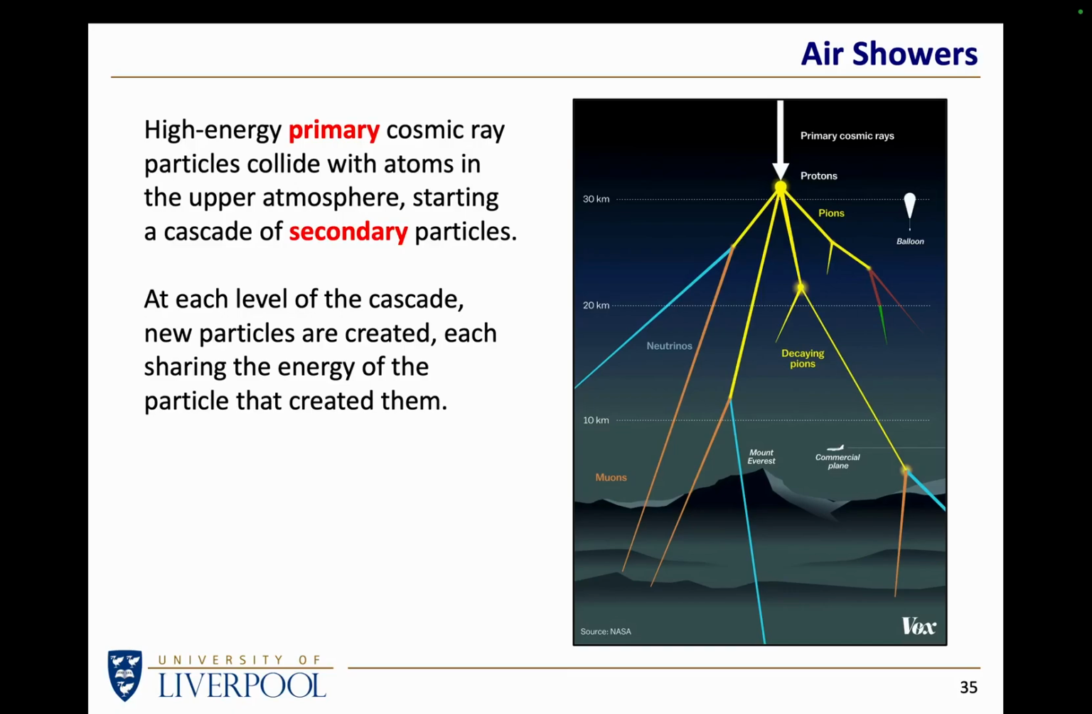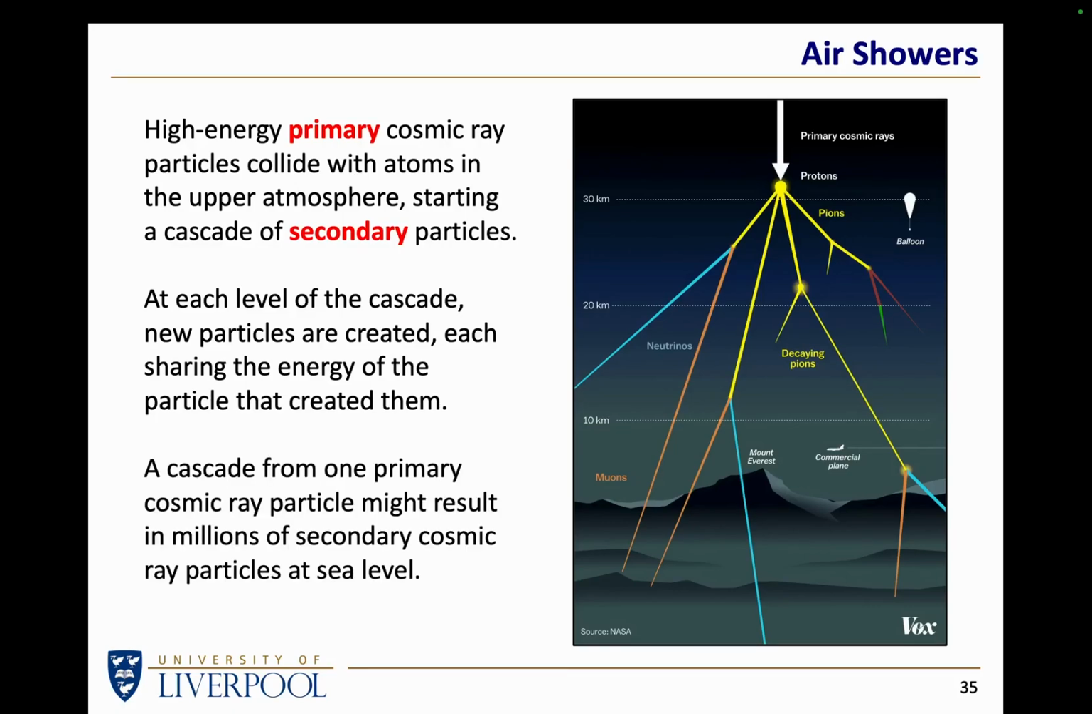So each layer, if you like, of the avalanche, each layer of the shower, each particle shares the energy of the incoming original primary cosmic ray. So we get a cascade which might result in thousands or possibly even millions of secondary particles, and it's those secondary particles that reach ground level. The primary is the one that hits the atmosphere. The secondaries are the air shower that's produced, and that's what we're seeing in the cloud chamber here.